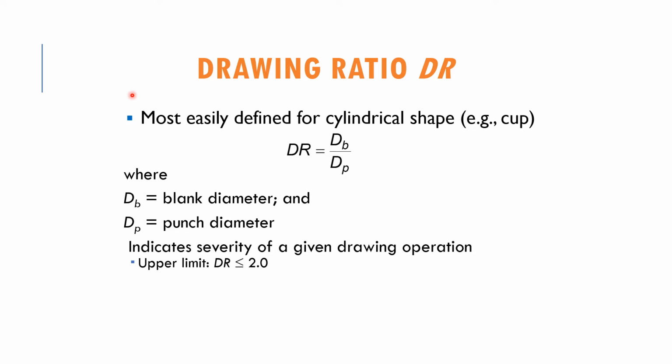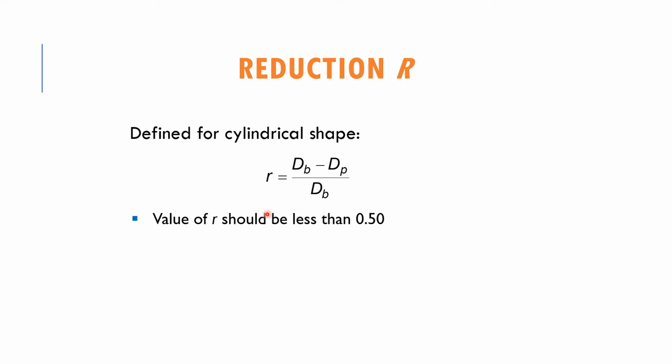The drawing ratio, defined as DR, is most easily defined for cylindrical shape. To calculate the DR value, it is equal to dB over dP, where dB is the blank diameter and dP is the punch diameter. To indicate the severity, in the drawing operation the upper limit, meaning the maximum that we can reach, is DR smaller or equal to 2.0. For the reduction, r is calculated by dB, the blank diameter, minus dP, the punch diameter, divided by the blank diameter. The value for r should be less than 0.5.